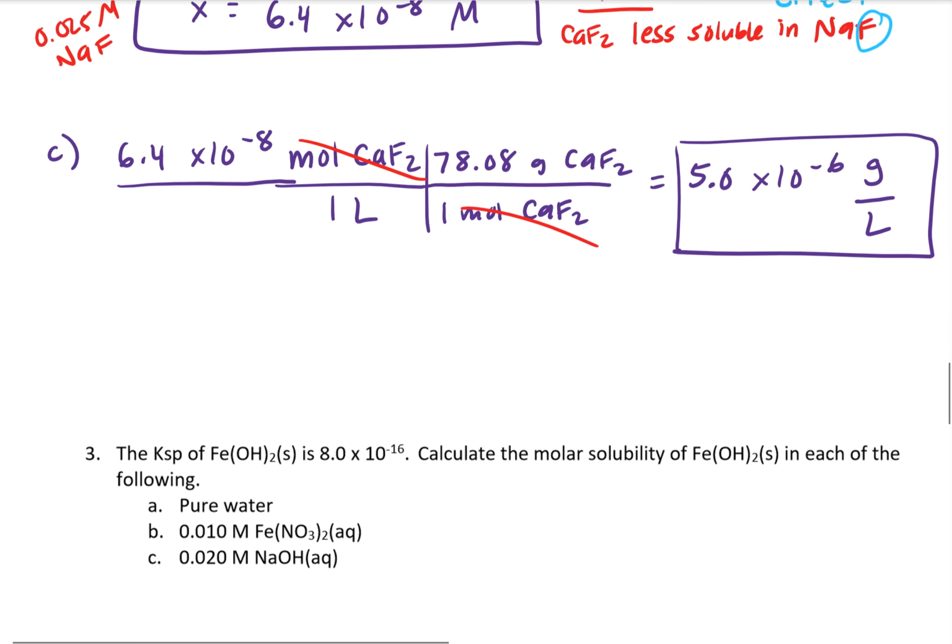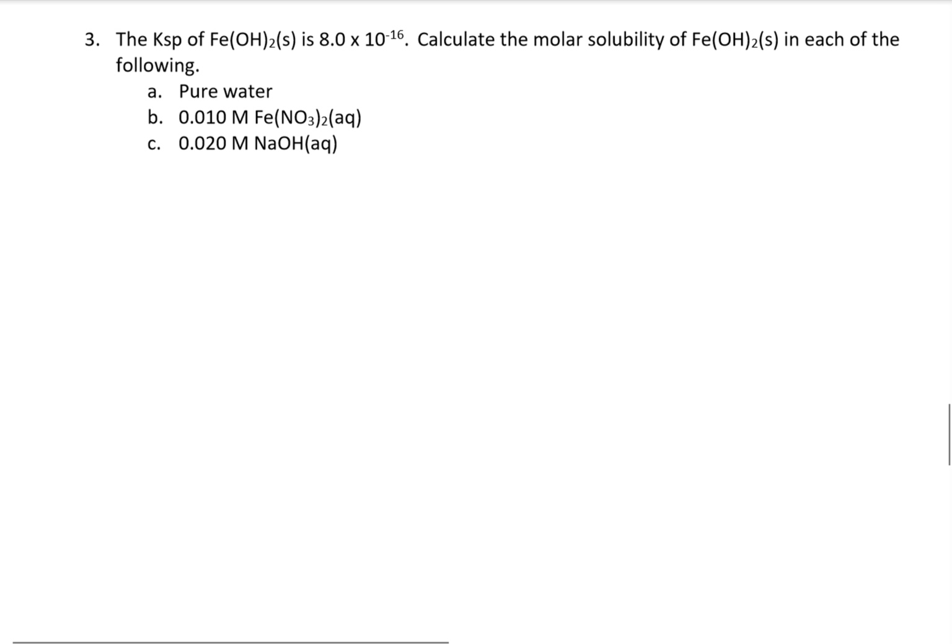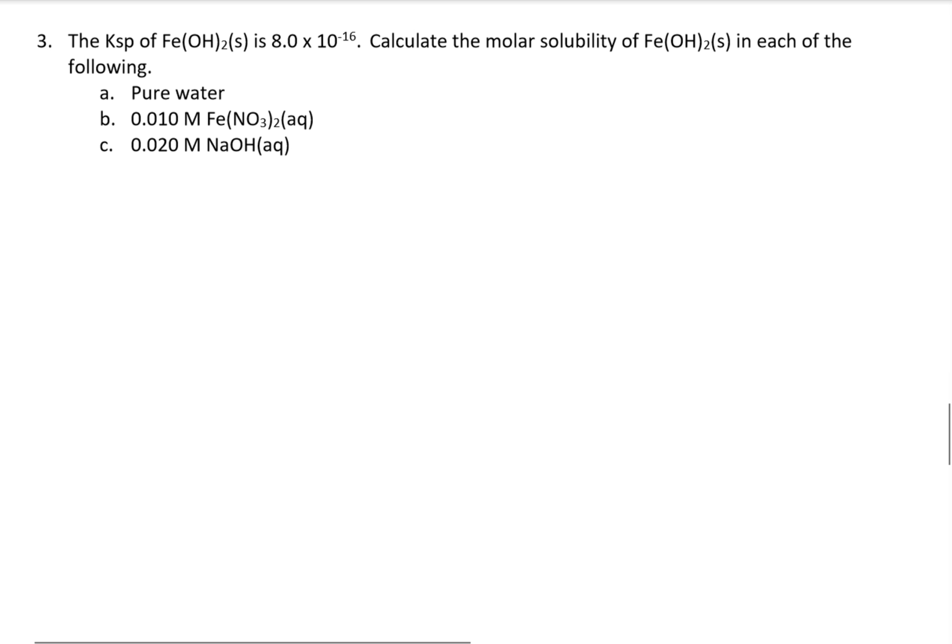For number 3, now we have iron 2 hydroxide. They gave us the KSP value. They would like for us to calculate the molar solubility of the iron hydroxide in each one of these 3 cases. So I want you to hit pause, and I want you to try these on your own, and then come back and check your answers.